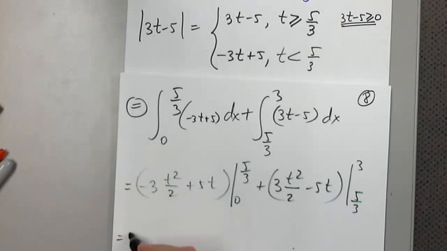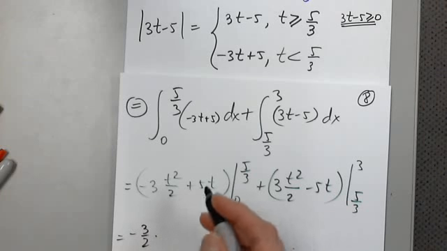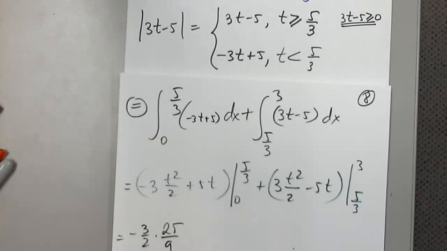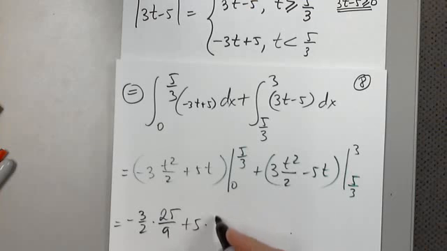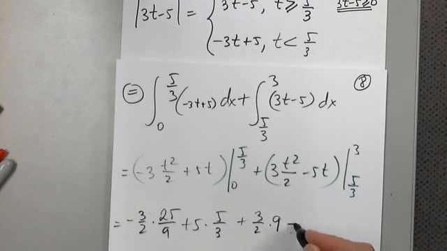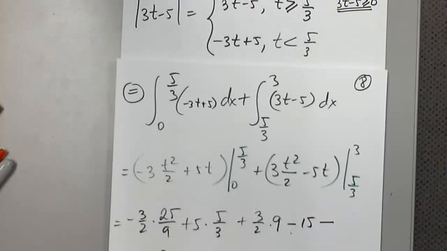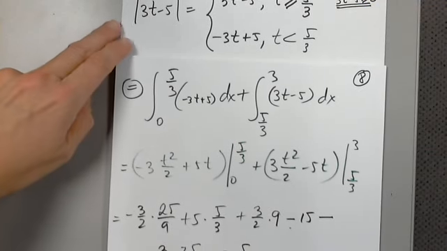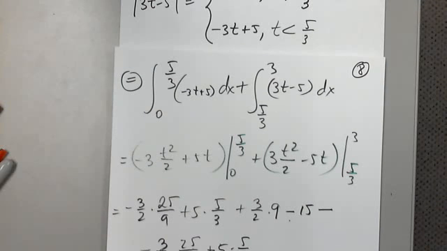So I plug in 5/3. So it's negative 3/2 times 5/3 squared, which is 25 over 9, plus 5 multiplied by 5/3. I'm happy that when I plug in 0, I get 0, so I don't have to do it. Plus 3/2 times 9, minus 15, but minus 3/2 times 25/9, and plus 5 times 5/3. So let me caution you here, just in case.